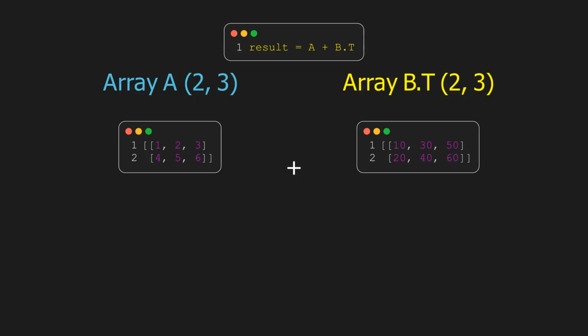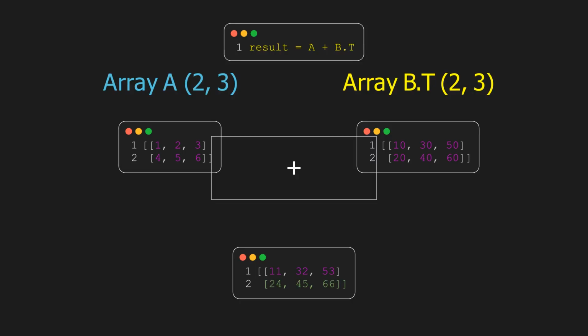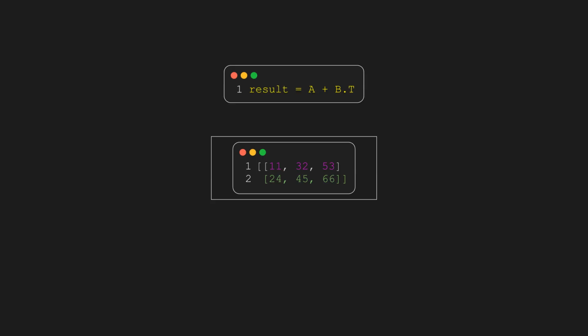We can update our code to result equals A plus B.T. NumPy adds them element by element. 1 plus 10 is 11, 2 plus 30 is 32, 3 plus 50 is 53. And the second row, 4 plus 20, 5 plus 40, 6 plus 60. The error is gone and we have our valid results. So remember, check shapes first. If they are swapped, use .T.